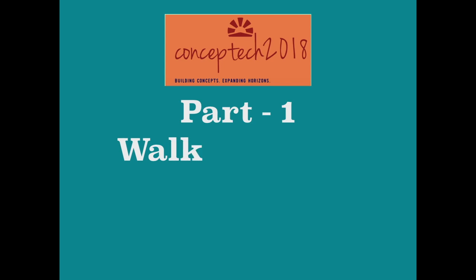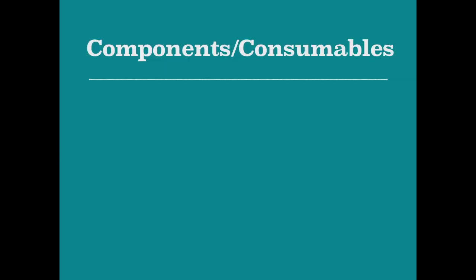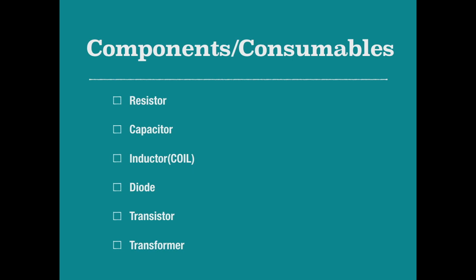In this first part, I'll introduce you to the basic and commonly used components and equipments in electronic laboratories. The components, or we call it consumables, which are used in the lab are listed here. I hope you know the working of these components. We have here resistor, capacitor, inductor, diode, transistor, transformer. Then we have integrated circuits. Depending on the type of lab, we use different types of ICs.